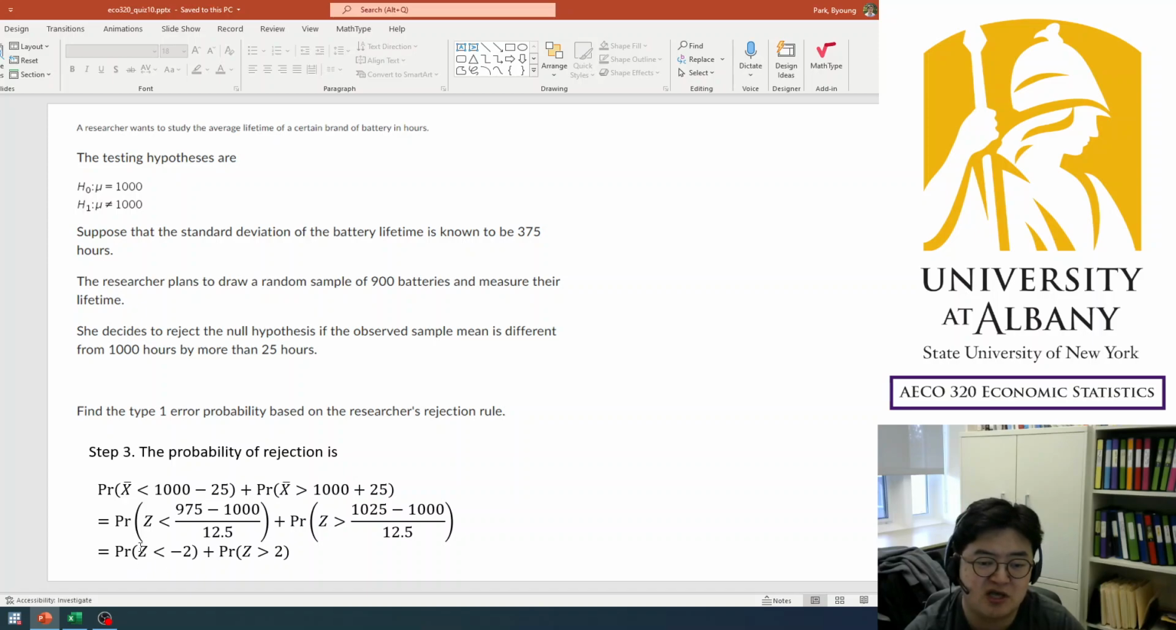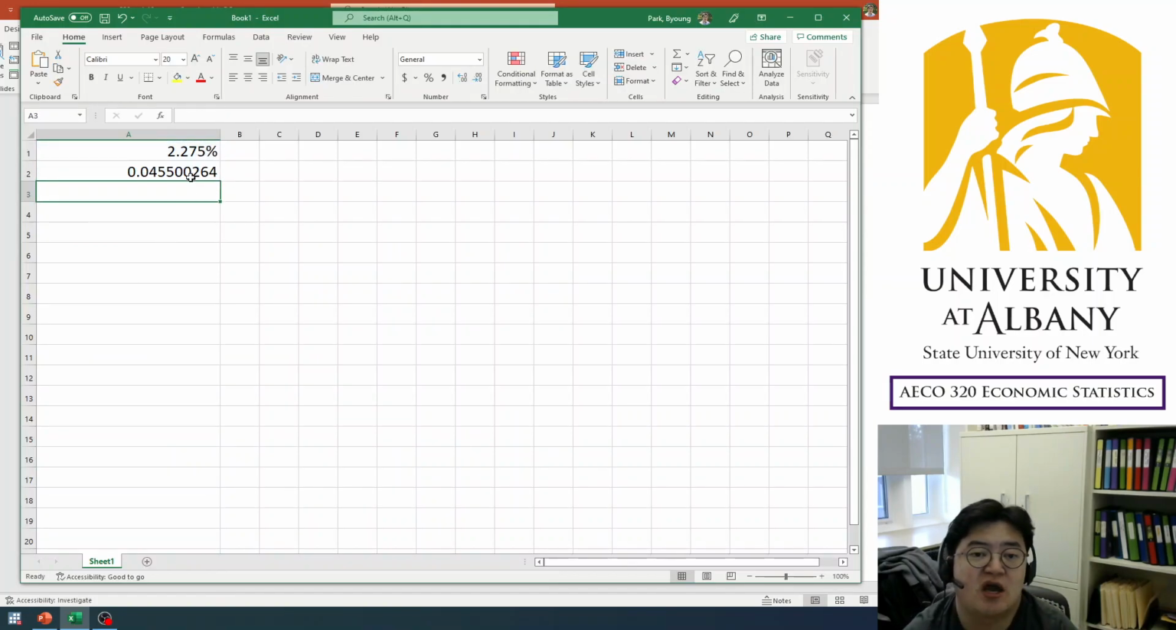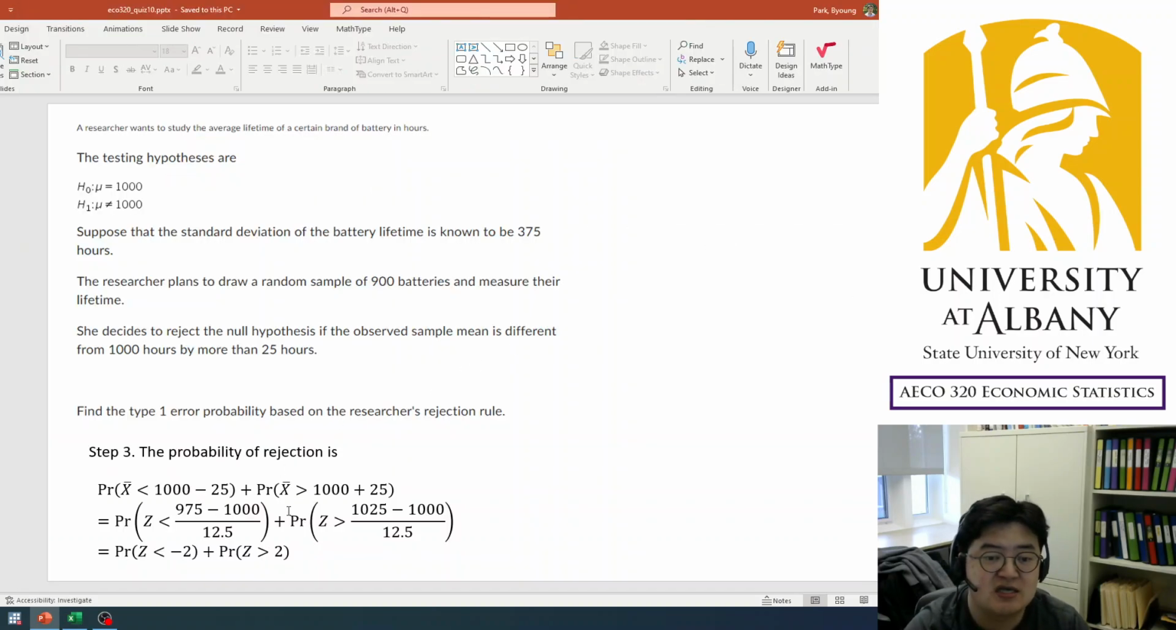The first probability is that, and the second probability is the same as the first one because the normal distribution is symmetric. So you can simply multiply this by 2, then you are going to get this probability. So 4.55% is the type 1 error probability here. Even if we did not specify the significance level, as long as you have well-defined critical values, then you can calculate the type 1 error probability.